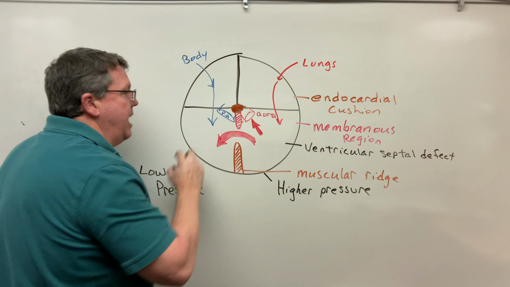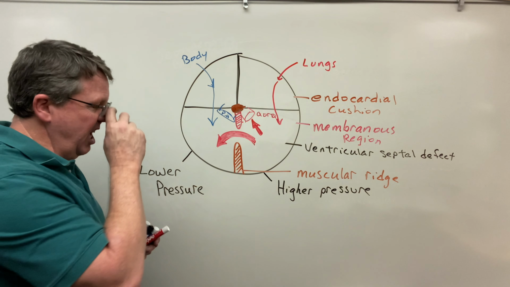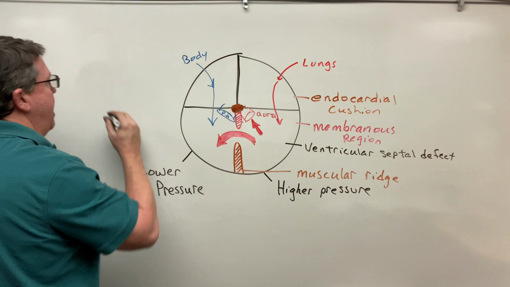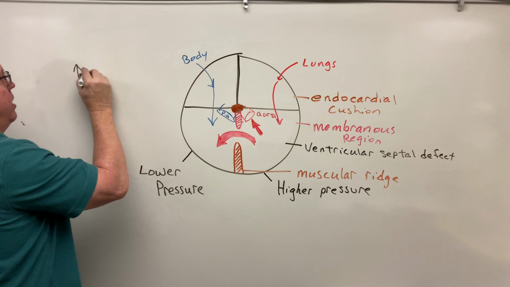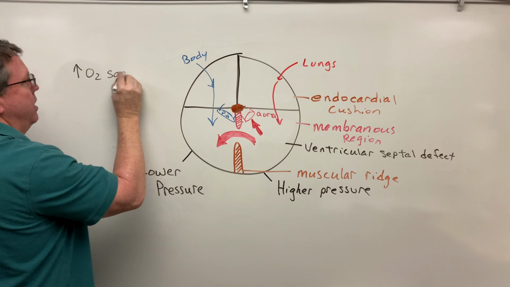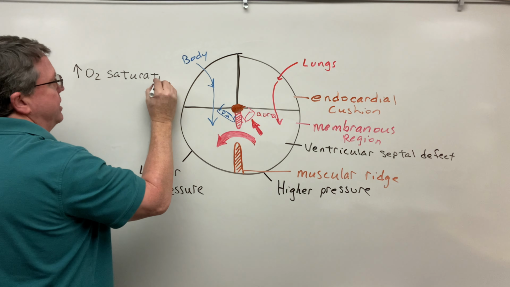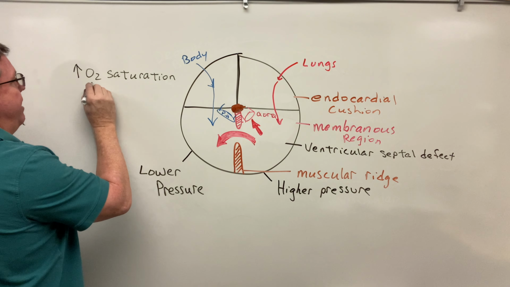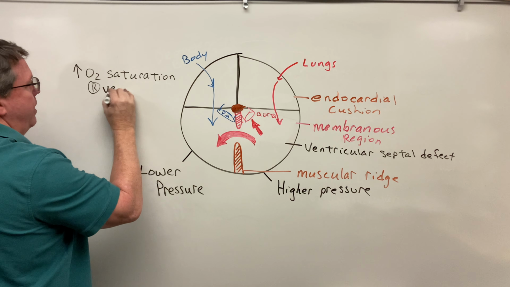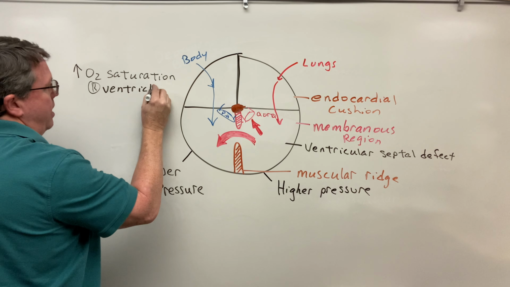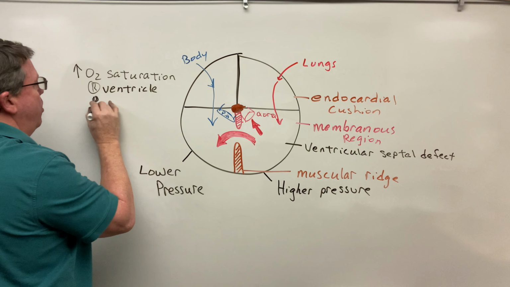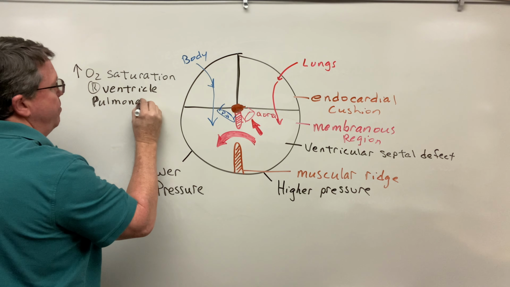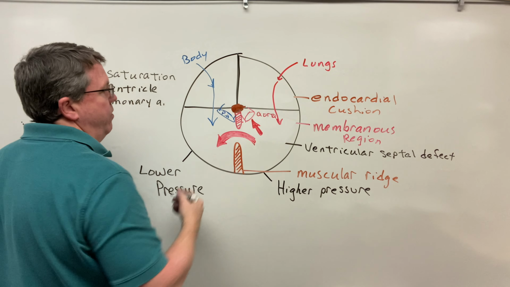So this side's not used to having oxygenated blood. So because it's getting oxygenated blood, what's going to happen is we're going to have an increase in oxygen saturation. Oxygen saturation is just the amount of oxygen that's in the blood in the right ventricle and in the pulmonary artery. Right? Which would make sense because you have this blood that's coming over this way.